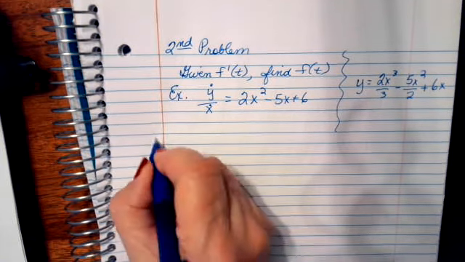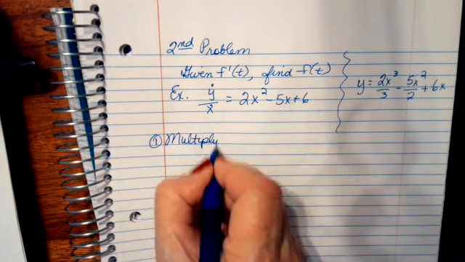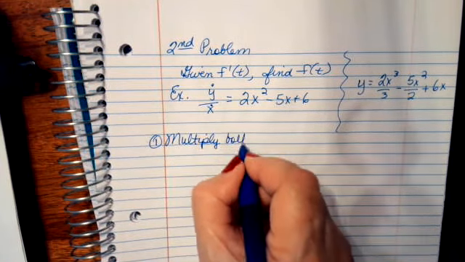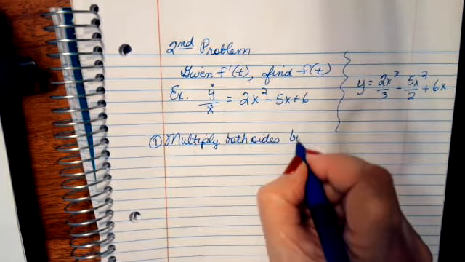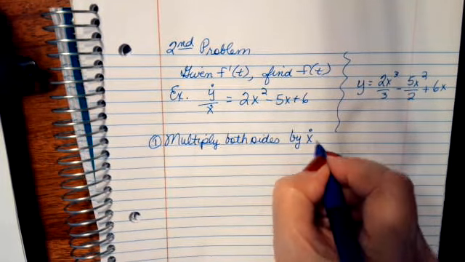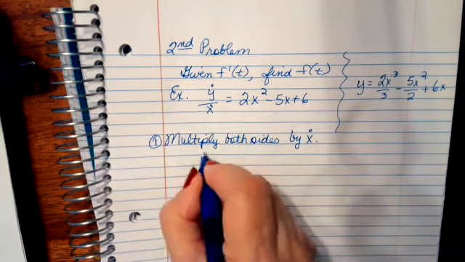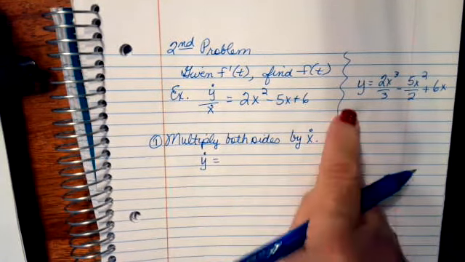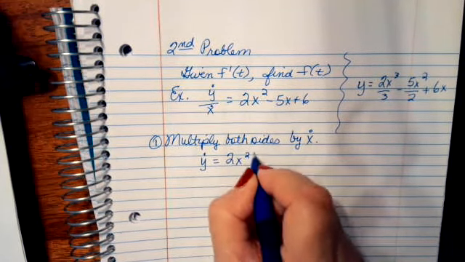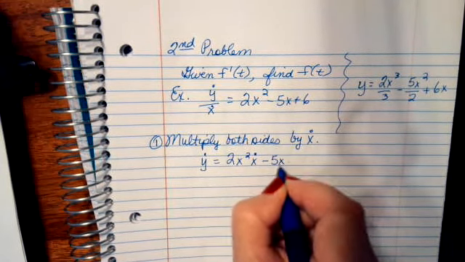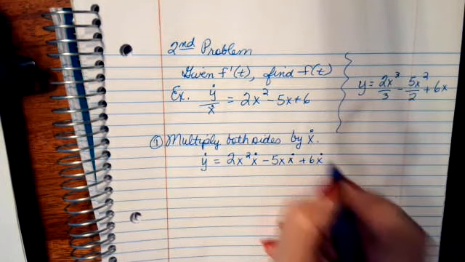Okay, so Newton said, well, first of all, multiply both sides by x dot. Okay, so when I do that on the left-hand side, I'll get y dot equals, and now x dot over here is a factor of each term, 2x squared x dot minus 5x x dot plus 6x dot.